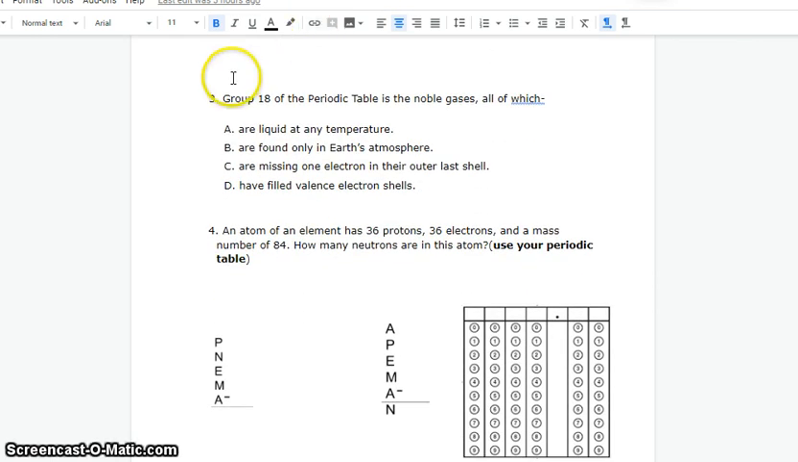Number 3. Group 18 of the periodic table is the noble gases, all of which A, are liquid at any temperature, B, not reactive, C, are missing one electron in their outer shell, or D, have filled valence electron shells. What do you know about noble gases?